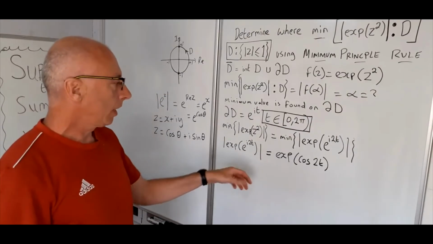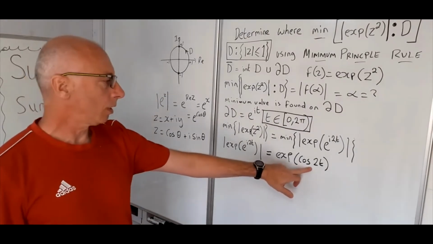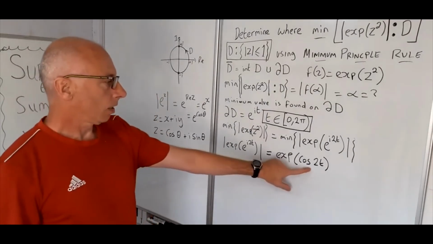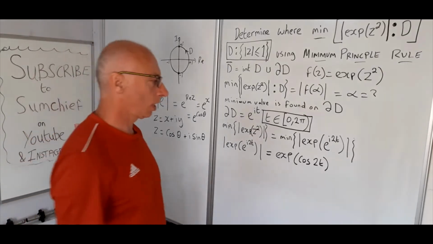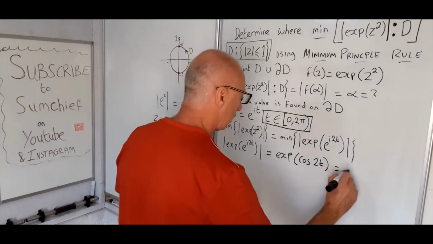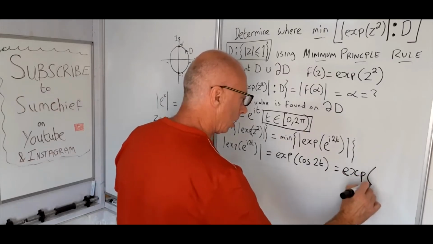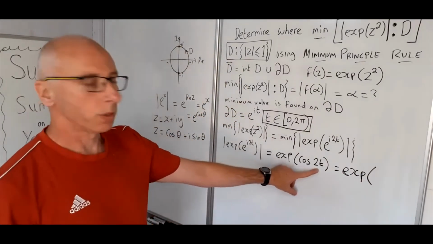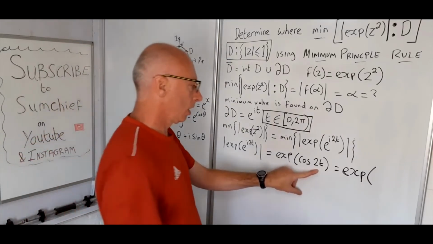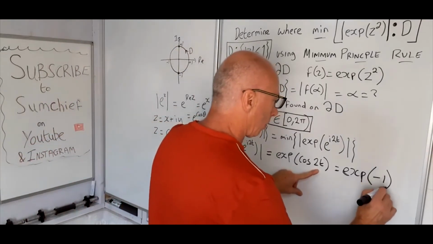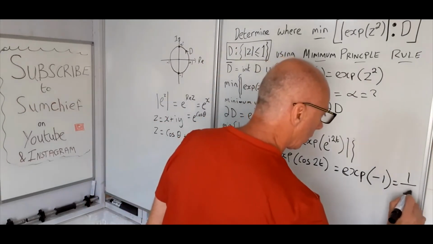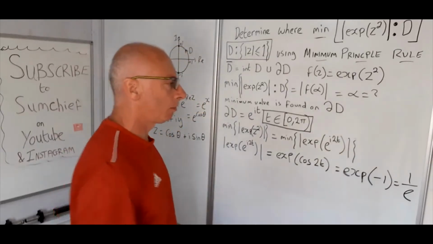Okay, so with that in mind, what we're looking for now is the minimum value of this cosine 2t. So what's the minimum value of cosine 2t? We're looking for the exponential of the minimum of cosine of 2t. Well, the minimum value of cosine is always going to be minus 1. So that's the exponential of minus 1, which is 1 over e. So that's our minimum value.